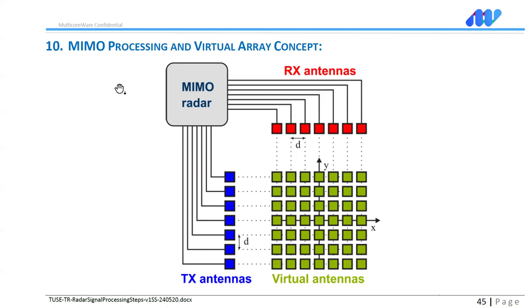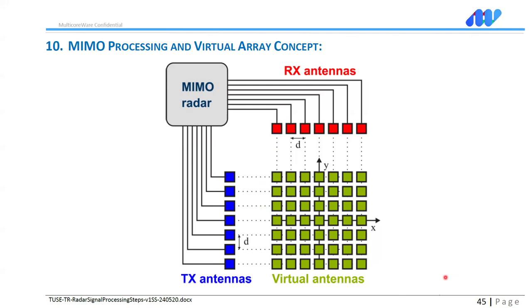MIMO is multiple input, multiple output. It can be SISO, single input, single output, if you have one transmitter and one receiver. But here you have many transmitters, you have many receivers, and they're located like this, and it creates a virtual array. And we're going to discuss this in a MIMO processing and sparse arrays course. We will have so much to talk about it. And here, I need to at least talk about it.